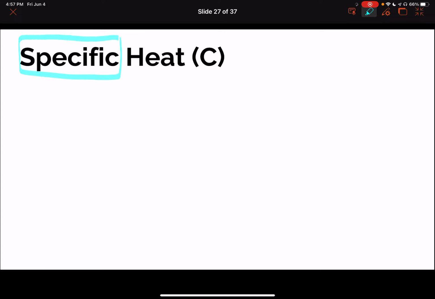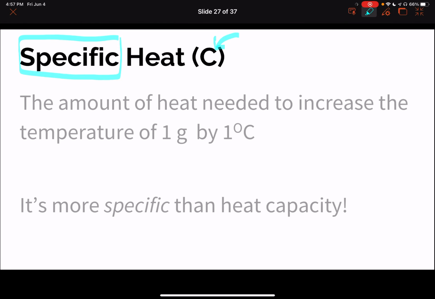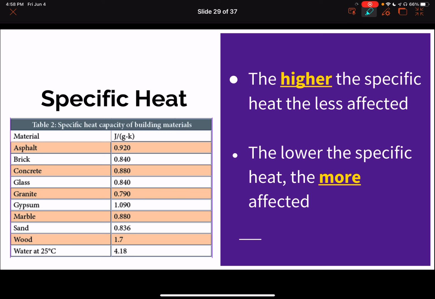Now, specific heat is literally in its name. So specific heat is looking at a specific mass, whereas heat capacity is not mass dependent. It will be represented by big C. So it's the amount of heat to increase the temperature of 1 gram by 1 degree Celsius. Get it? It's more specific than heat capacity. So we can look at the general specific heats for building materials. We can look at our materials here, and then we can look at their specific heats.